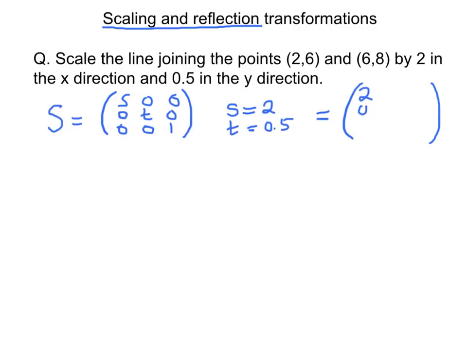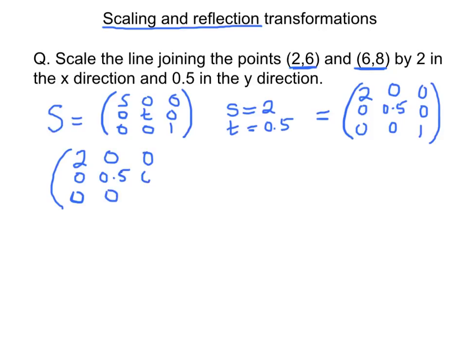So 2, 0, 0, 0, T is 0.5, so I put in 0.5, 0, and then 0, 0, 1. Now if I want to scale the points joining these two coordinates, they're 2D, I have to multiply the scaling matrix by my 2 points. So 0, 0.5, 0, 0, 0, 1.